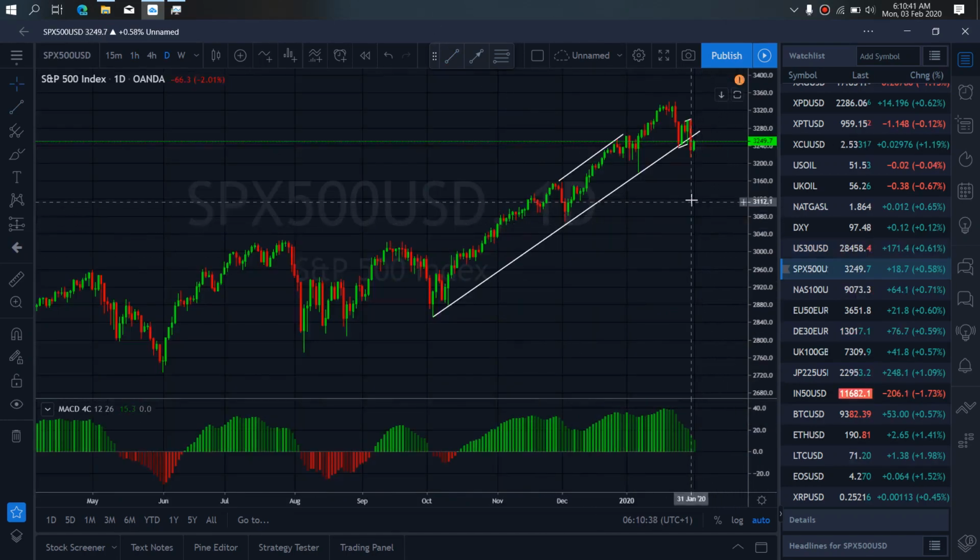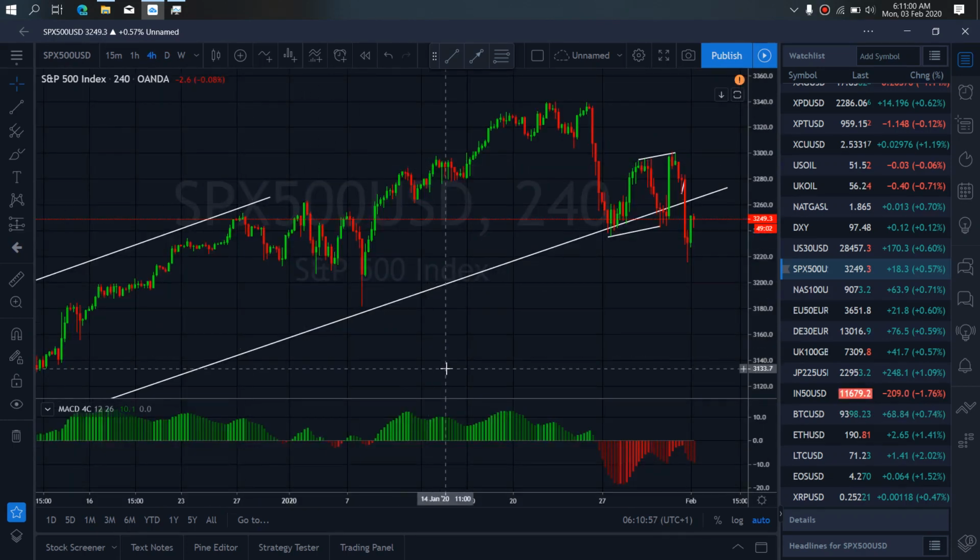On US 500 S&P for this week. At present, last week they dropped, corrected, dropped. Right now they're attempting another correction here. Once they are through, they will drop more to the downside. So we want to watch out for these sell trades this week on US 500.